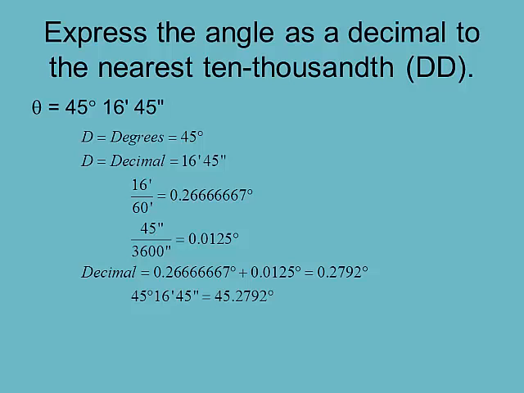So here what I'm showing you is that the decimal part is equal to the sum of those two decimals. And if I add those up, I get 0.2792 degrees. So I tack that onto the 45 degrees, and I have 45.2792 degrees. And so that's how we go from degrees, minutes, and seconds to degrees decimal.